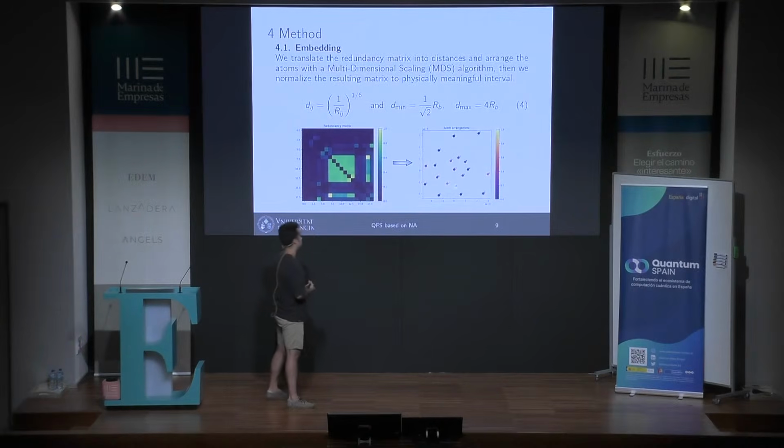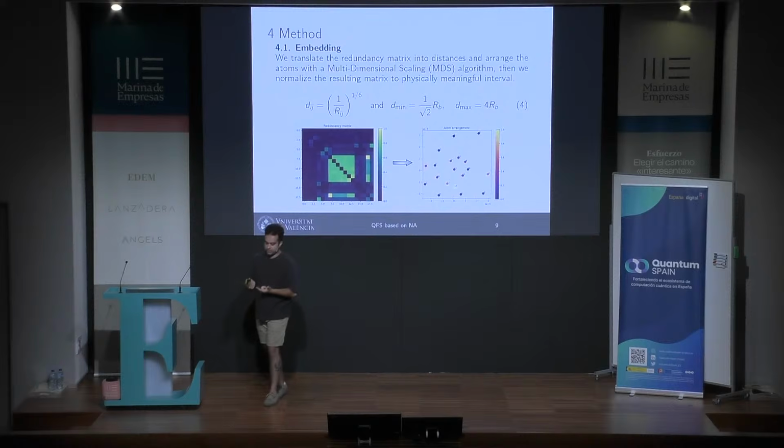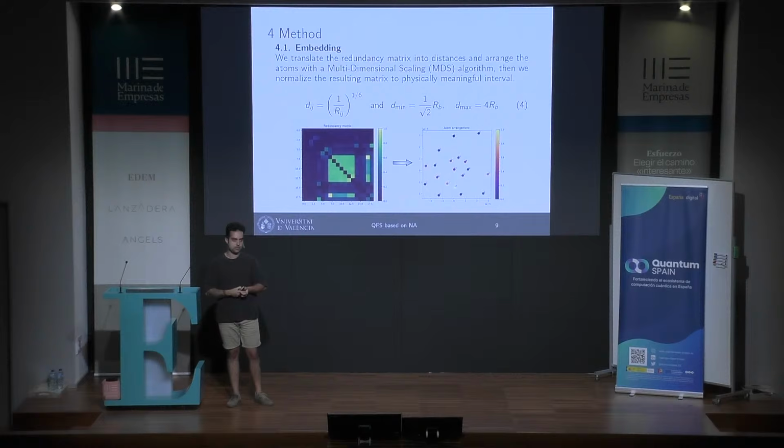How do we embed this problem? We take directly the redundancy matrix of all features. We take all the individual redundancy between all pairwise features, and we translate it directly into positions in a way that when two features are very redundant, they will be very close in the arrangement.